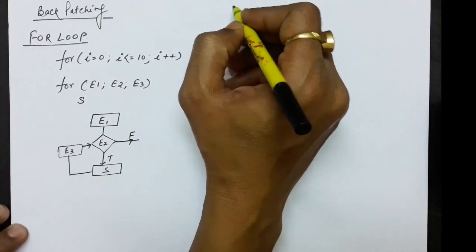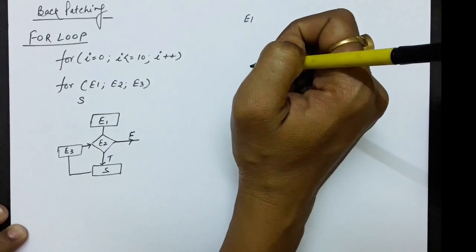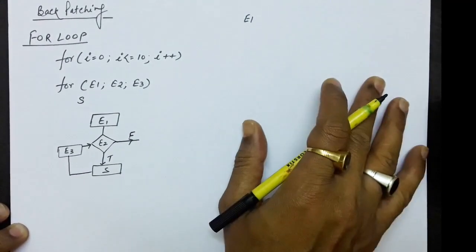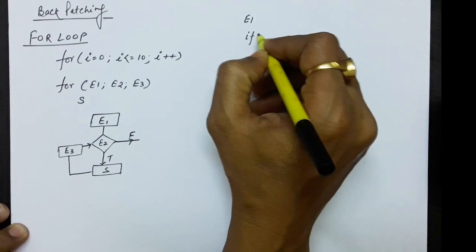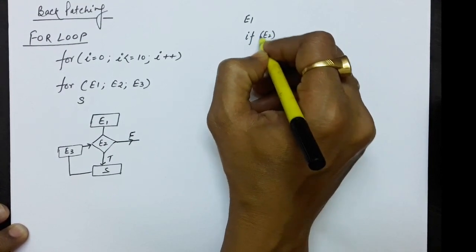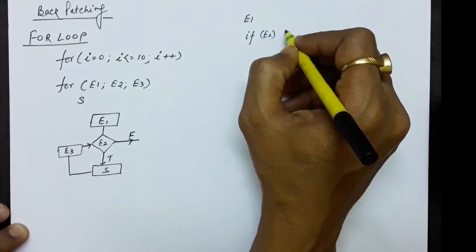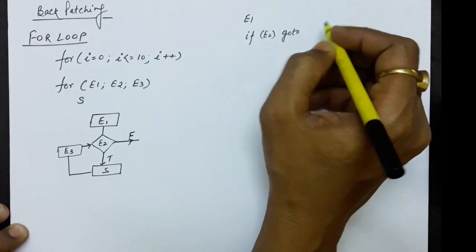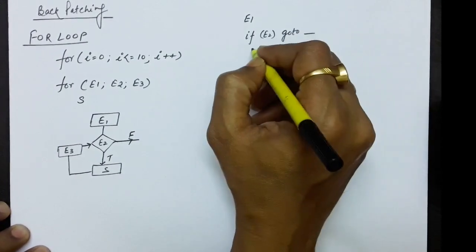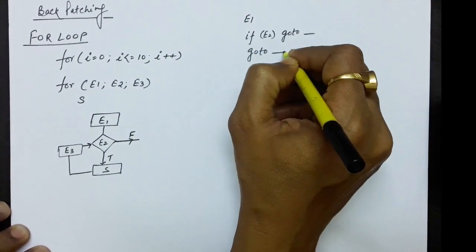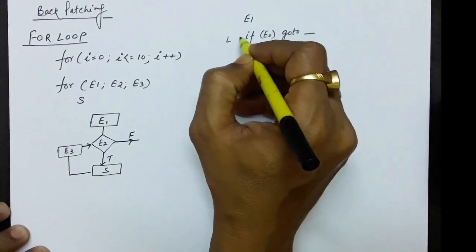At the very first, we should do the initialization. So, E1 is the first part that we need to do. Fine. And after the E1, we need to check the condition. So, if E2, it means the condition is true, we will go to some level. Let's say that level is not known. But if this condition is not true, certainly we will be going to the last. Fine. So what is the last level? This is not known. We'll write it later. Let's say this level is L1.